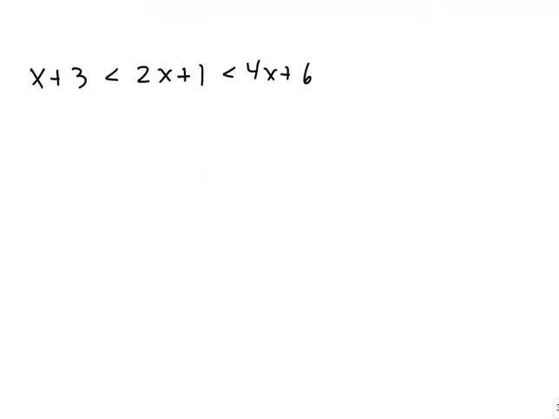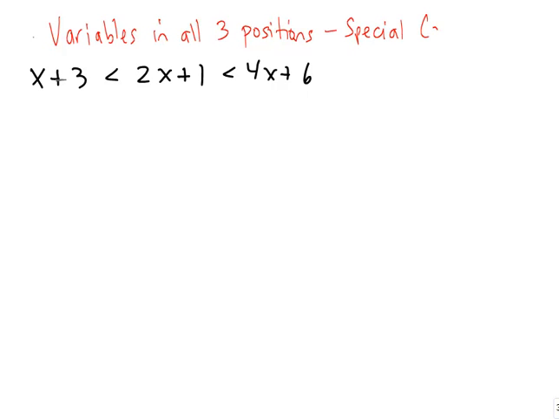For our last example, we're going to do one more of these triple inequalities. But this time, this triple inequality is a sort of special case because this one has variables on the left, variables in the middle, and variables on the right. So when you have variables in all three positions, you have to be a little bit more careful. So this is a special case, and we're going to have to solve it with a little bit more work.